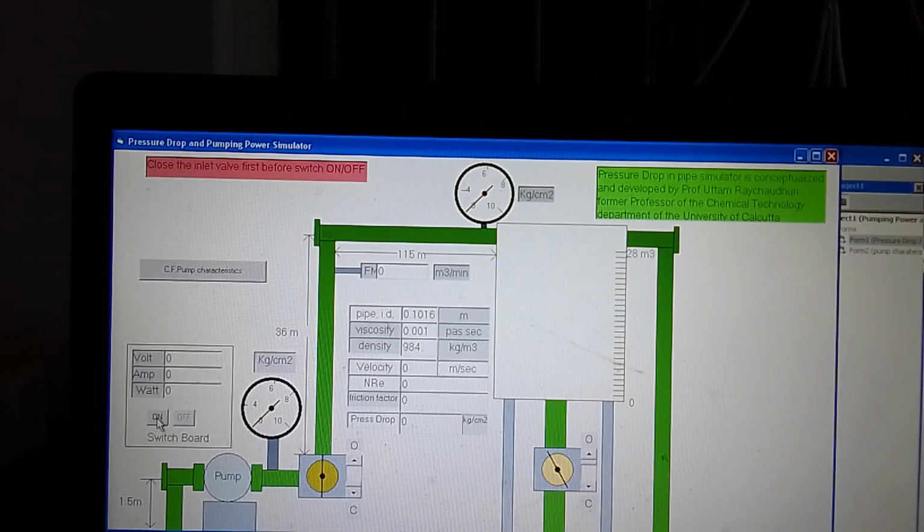Now you can start the pump, and you see that there is no flow, the maximum pressure developed by the pump is 10, and the wattage and amperage are low. As you crack open the valve, you will find that pressure develops and flow takes place, and if you close it, the flow will be 0. As you keep opening it, the flow rate will go on increasing. You can see that the flow rate is rising and the discharge pressure of the pump is coming down.